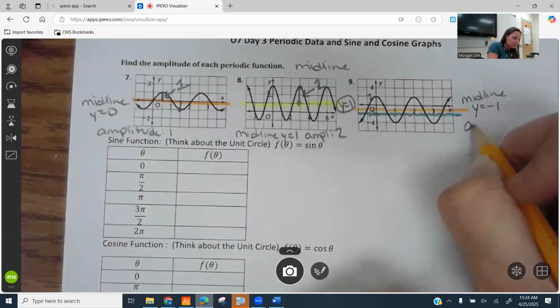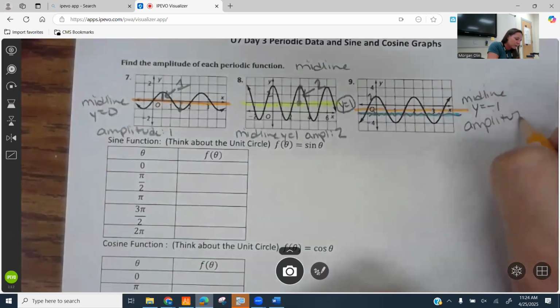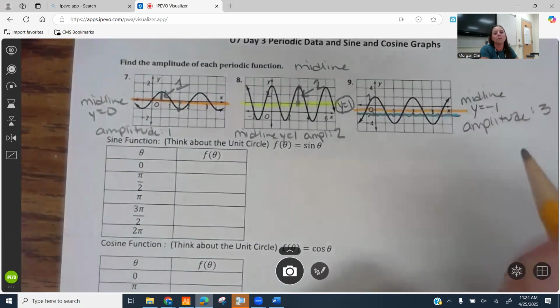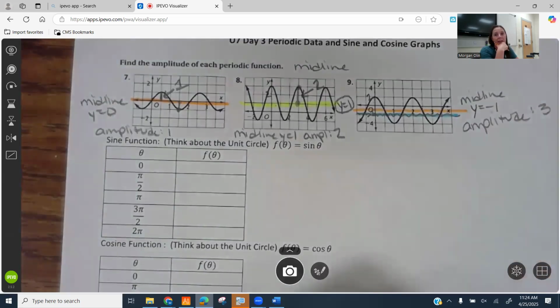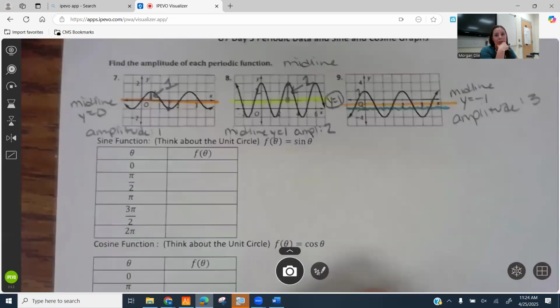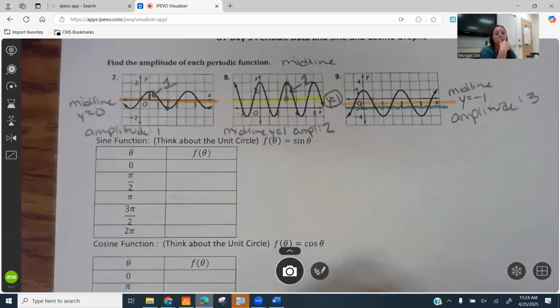So our amplitude is 3 here. So be careful if they change the axes. You always have to pay attention to that, and your x and y axes may not be the same thing either.